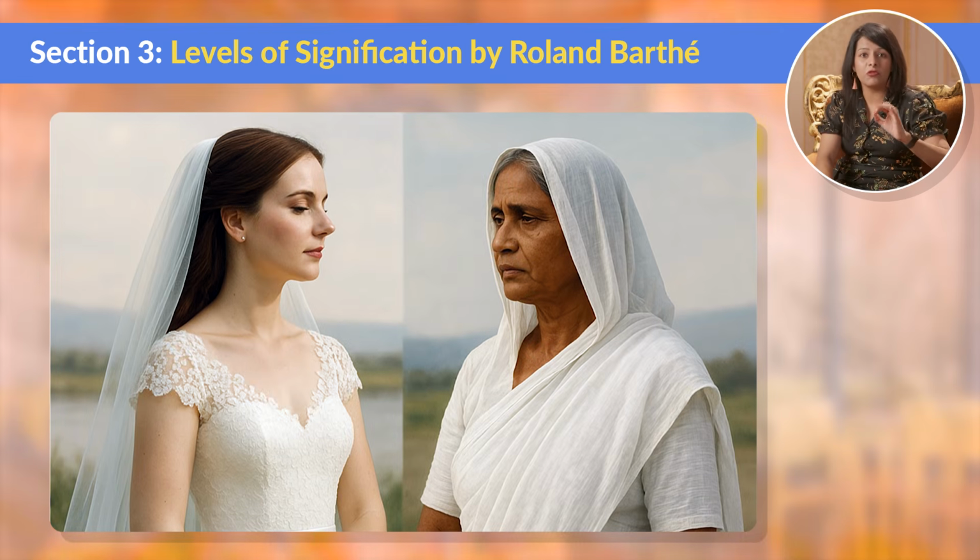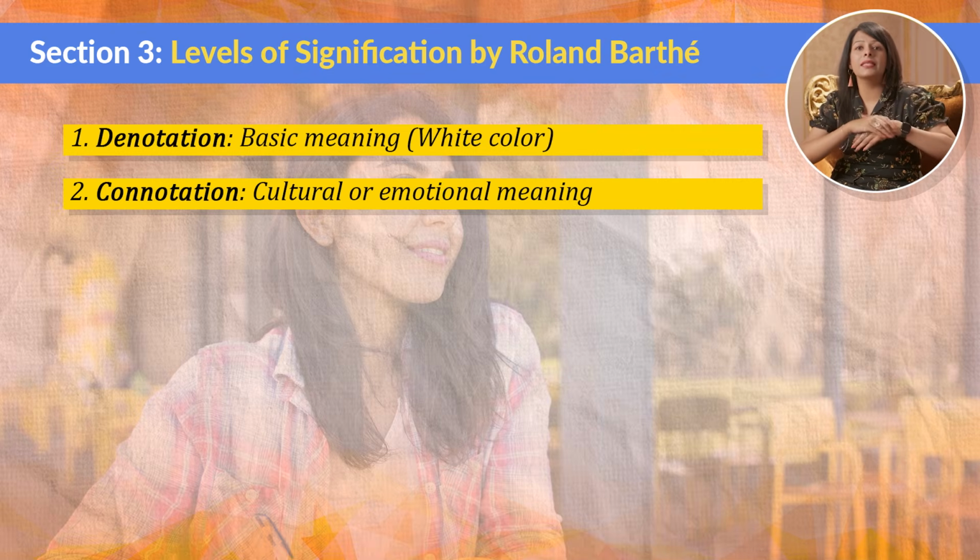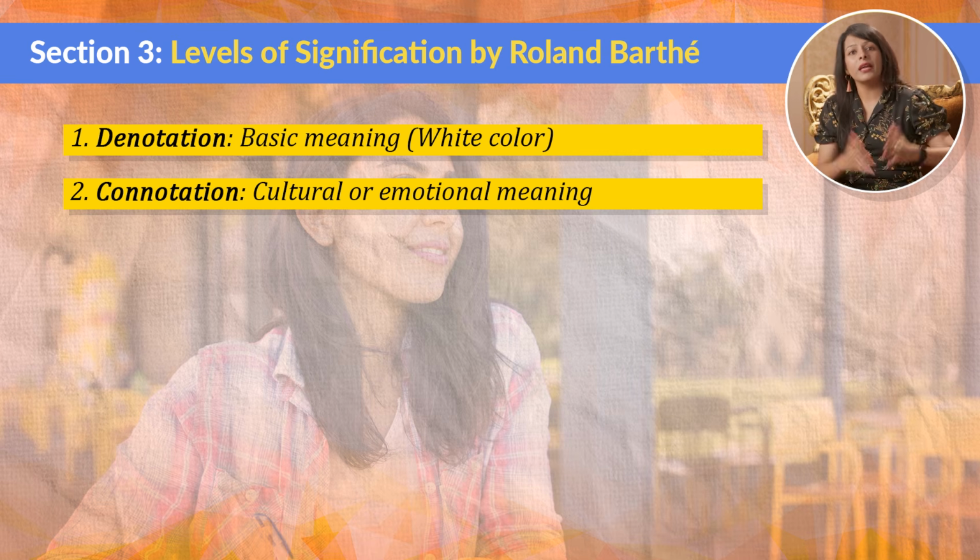Let's take an example of white color. In many Western cultures, white means purity, peace, and new beginnings. That's why brides wear white on their wedding day. It shows a fresh start. But in India, white has a very different meaning. It's worn by widows and symbolizes grief and mourning. So you see, the same color that is white can mean very different things depending on the culture or situation.